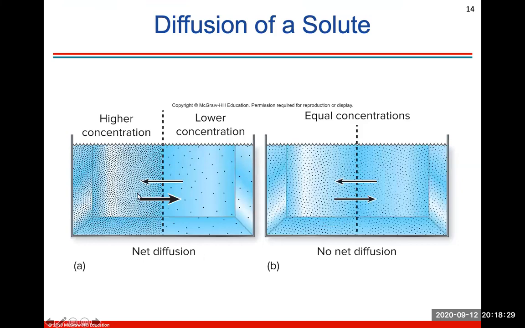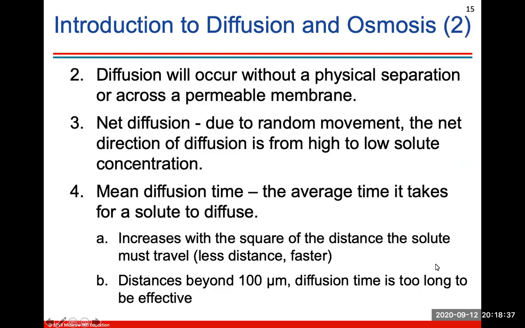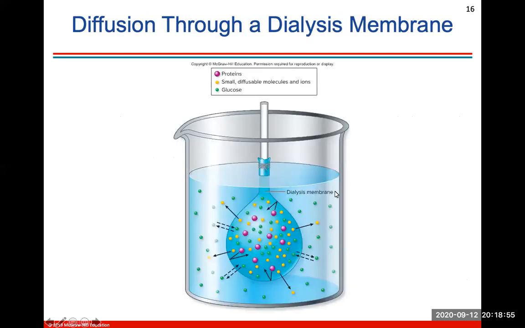So this is just a look at diffusion of a solute. It'll always move from an area of higher to lower concentration until there are equal concentrations of the solute on both sides of the membrane. So diffusion will occur without any physical separation or across a permeable membrane. Net diffusion is due to random movement, and the net direction of diffusion is always from high to low solute concentration. And the mean diffusion time is the average time it takes for a solute to diffuse.